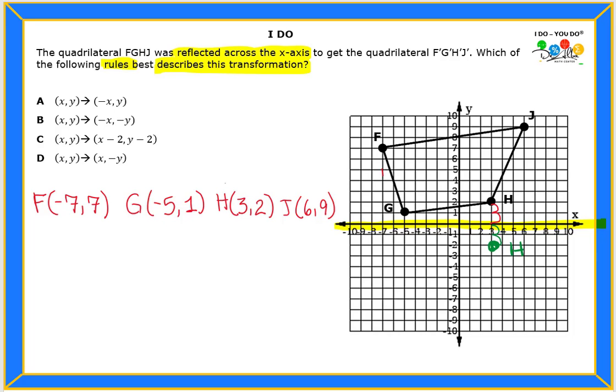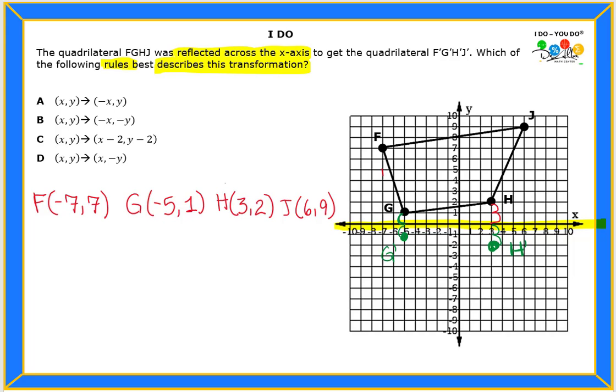You guys see that? We're going to do the same thing with G. How far away is G? It's 1 unit. So when you cross it, you're going to walk only 1 unit. It's going to be right there, and that will be G prime. Notice how I put a little apostrophe to denote that that is my new image. Now, how about J?